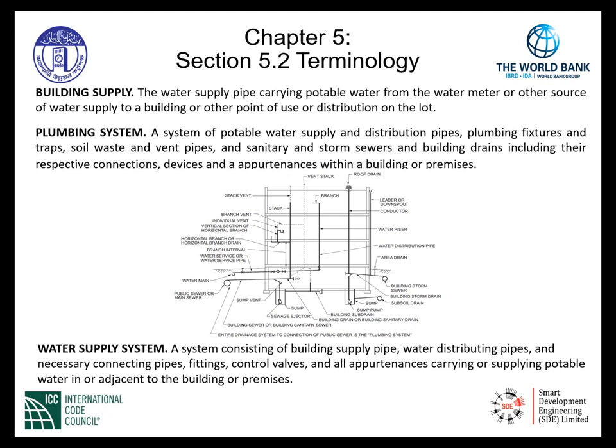This is a system consisting of building supply pipe, water distribution pipes, and necessary connecting pipes, fittings, control valves, and all appurtenances carrying or supplying potable water in or adjacent to the building or premises. Now, in the graphic indicated here, we see three distinct systems. The first system that we will talk about is called the water supply system.